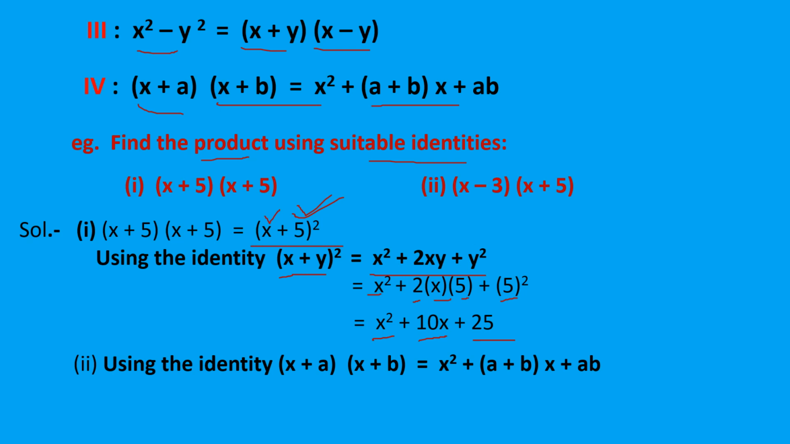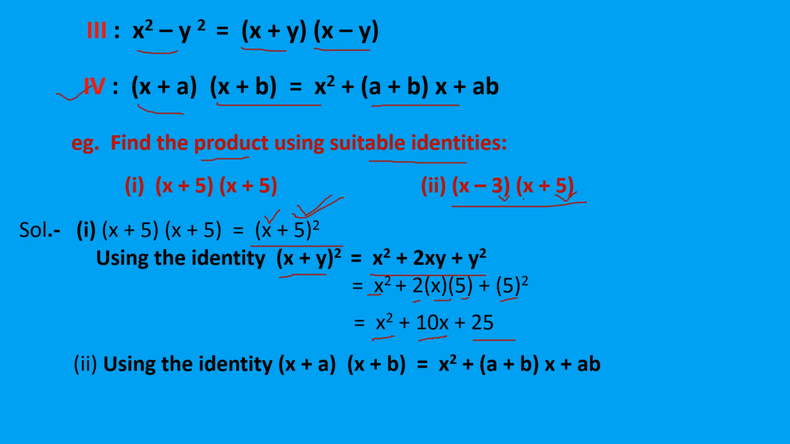Now the second part is (x - 3)(x + 5). Here we can see x and this is 3, and in the second part x and this is 5. So we cannot take x plus y whole square. We cannot take x minus y whole square. Now let's see the fourth identity.